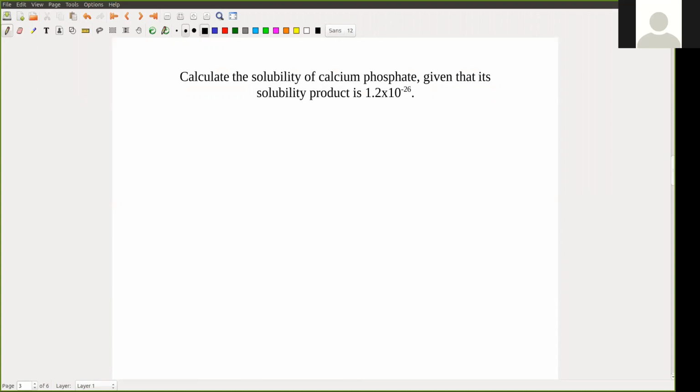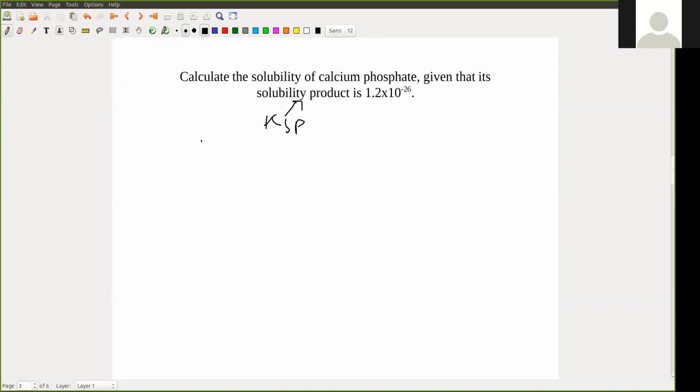And today we're looking again at the solubility product and the solubility equilibria of salts. So we're asked to calculate the solubility of calcium phosphate, and we're given that its solubility product, which again, remember, that is KSP, of 1.2 times 10 to the minus 26. So first we want to create a reaction of calcium phosphate in solution.